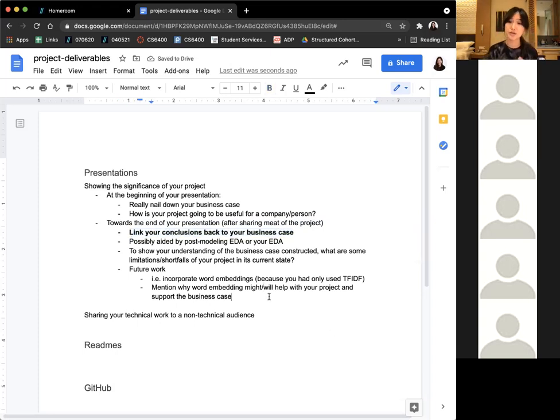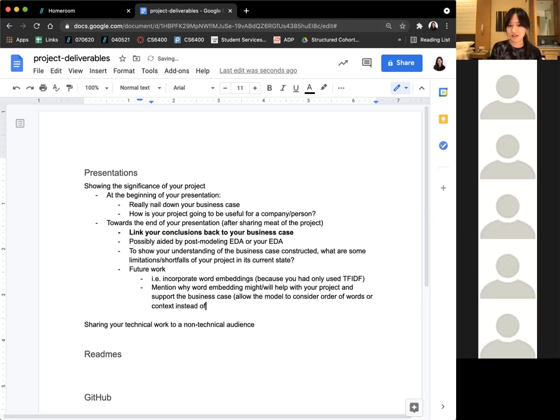So you could say something like, using word embeddings would allow the model to consider, I don't know, order of words or context instead of just frequency of words used. So it's important that in your future work, you're not just listing out, oh, I could add this, but it's important to be more thoughtful about your future work.